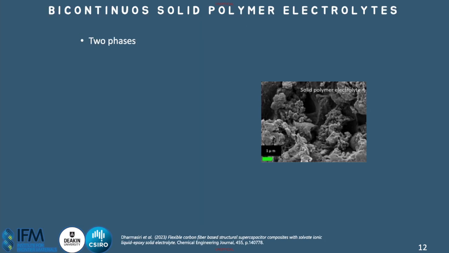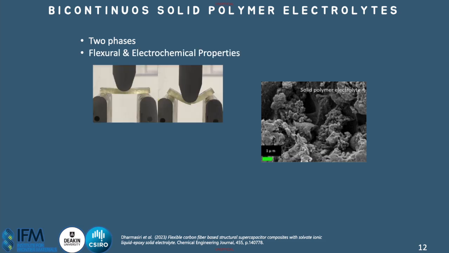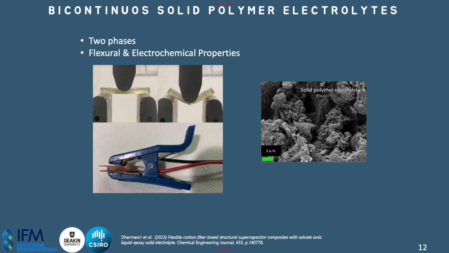If we come back to these bicontinuous solid polymer electrolyte systems, they are two phases. We assess the mechanical properties through flexural 3-point bend testing, and the electrochemical properties through electrochemical impedance spectroscopy, EIS testing, and you can see the sample here sandwiched in a battery testing clip with some copper battery testing plates.